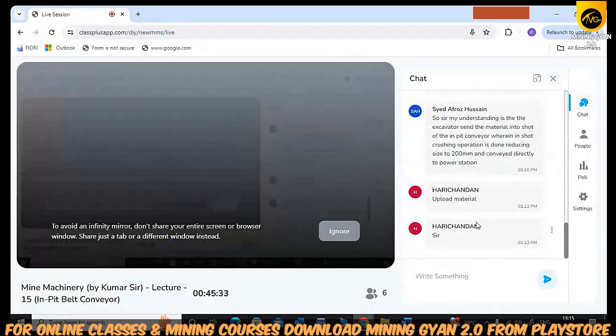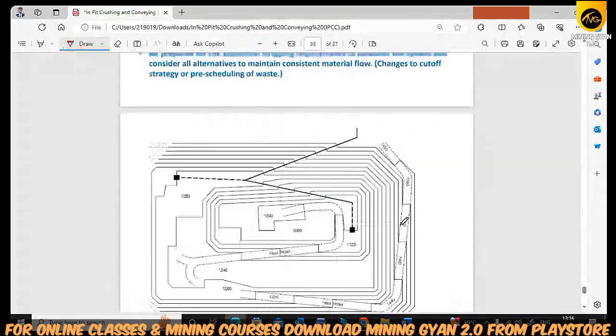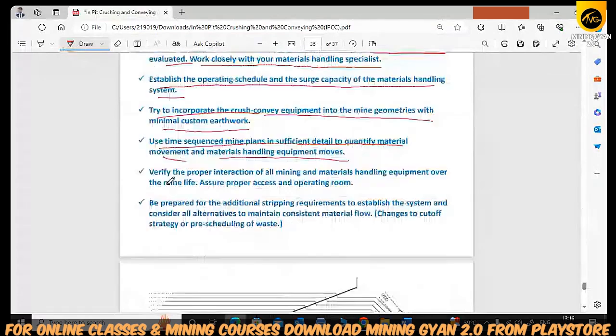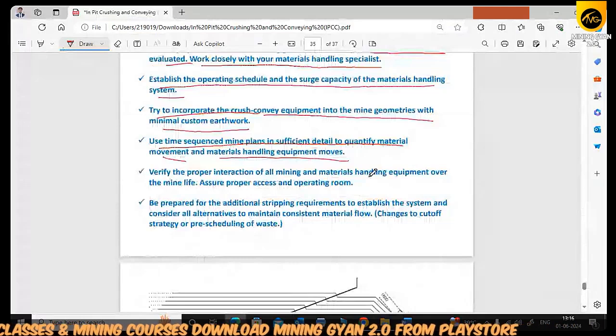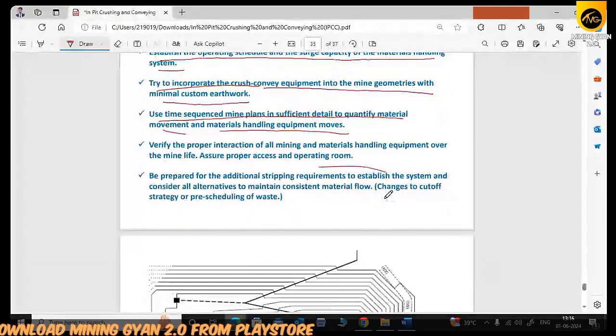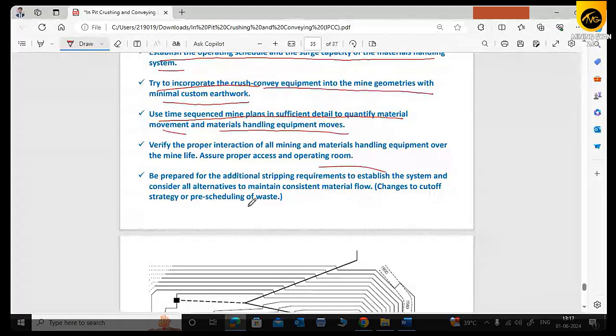Proper interaction of all mining and mineral handling depends on the mine level. Assure proper access and operating, because access control is important. Without access control, you cannot ensure safety. Be prepared for the additional stripping requirement to establish the system, and consider all alternatives to maintain consistent material flow. Change the cut-off strategy and breach during test. This is very important.